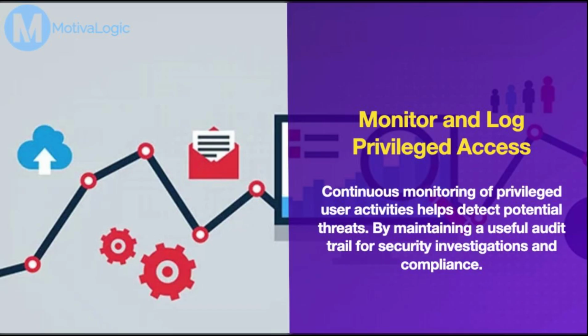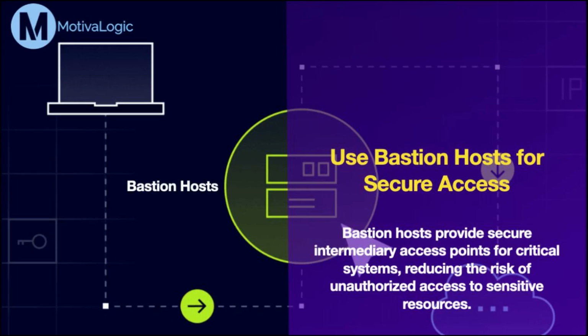Monitor and log privileged access. Continuous monitoring of privileged user activities helps detect potential threats. By logging all privileged access, you can maintain a useful audit trail for security investigations and compliance. Use Bastion hosts for secure access. Bastion hosts provide secure intermediary access points for critical systems, reducing the risk of unauthorized access to sensitive resources.